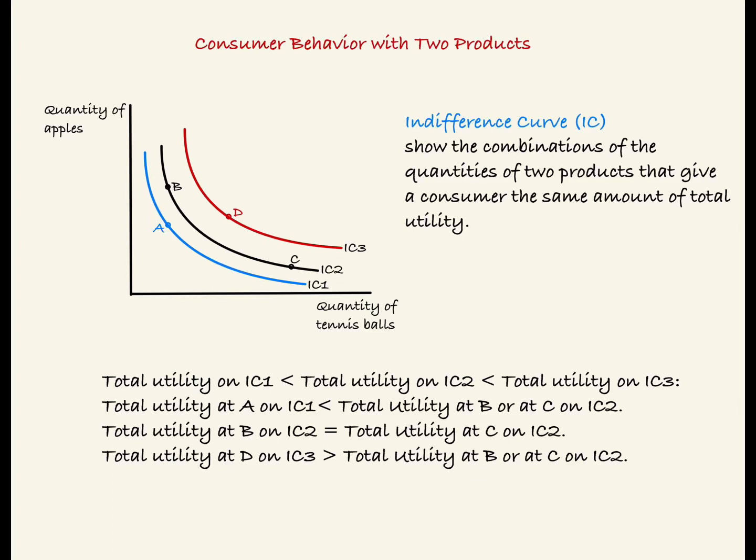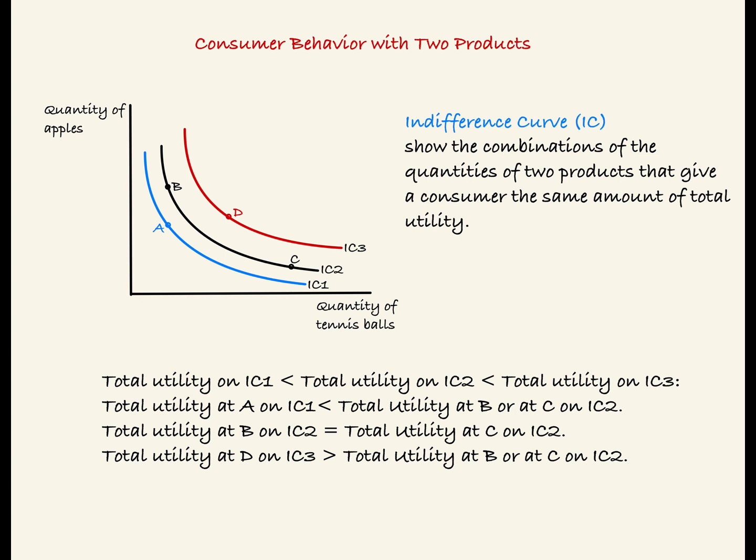Let's take a look at total utility and marginal utility with two products. Indifference curves show the combinations of the quantities of two products that give a consumer the same amount of total utility. Here on the left, on the vertical axis, we have the quantity of apples, and on the horizontal axis, we have the quantity of tennis balls. We can see the three indifference curves.